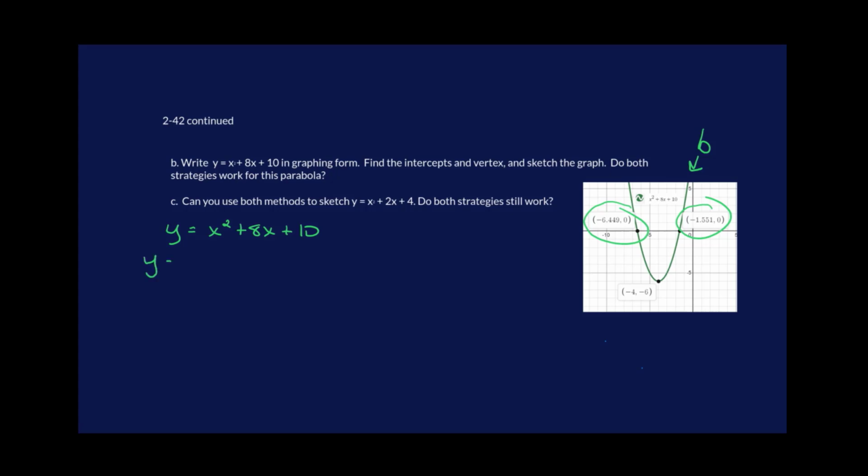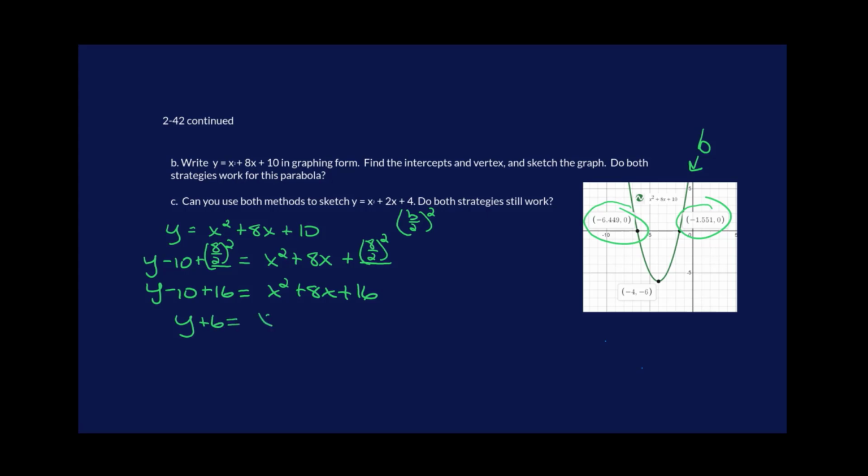So I'm going to subtract 10. I'm going to put a blank in, and I'm going to put a blank here as well. And remember, the blank is (b over 2) squared. So it's going to be (8 over 2) squared and (8 over 2) squared. So I've got y minus 10, and that 8 over 2 is 4, squared is 16. Then x squared plus 8x also plus 16. Okay, now combine like terms on the left, so it's going to be y plus 6. And then factor the right so that it's a perfect square.